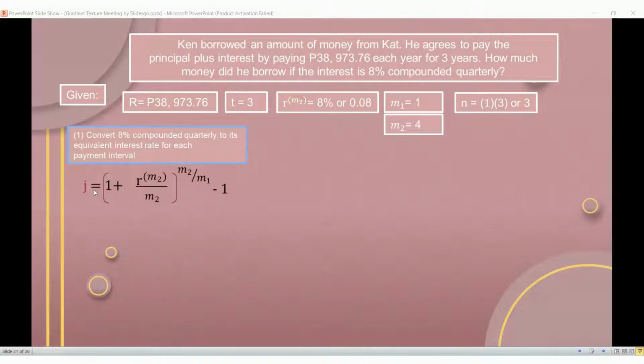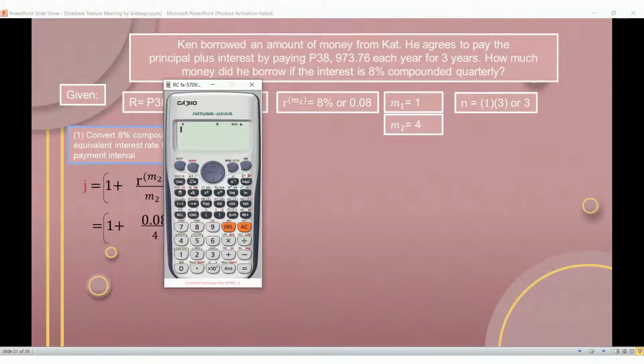So, ito yung formula ng J. I-substitute natin ang ating given. So, 1 plus interest rate 0.08 over M sub 2 ay 4 raised to M sub 2, 4 over M sub 1, 1 minus 1. So, solve natin dito.